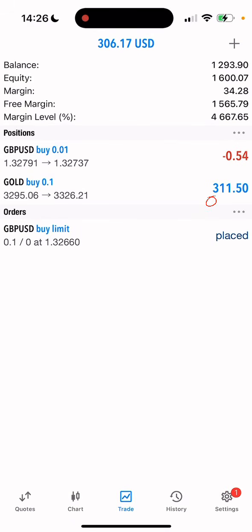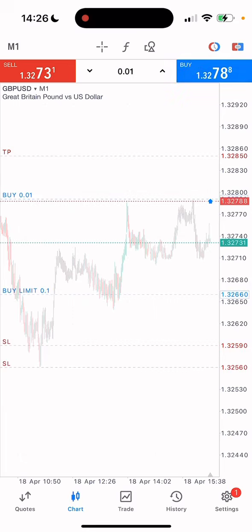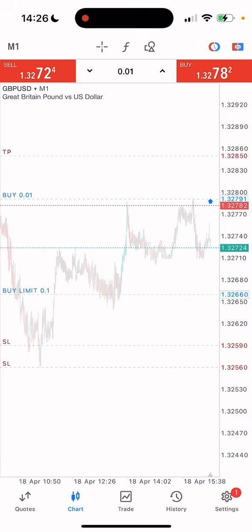So now I've placed the trade, it will be running. As you can see, the trade is active. How do you know a trade is active? You see these small blue arrows. They will show one, that the trade is active, two, the price at which you entered, like at the point in time at which you entered the trade.